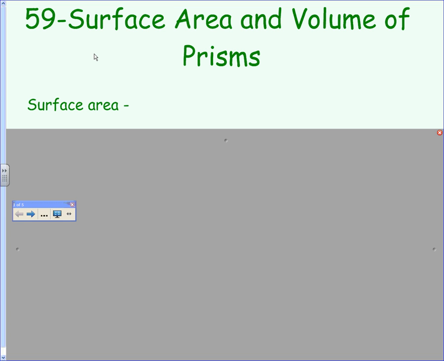So surface area for a solid is the total area of all the faces and curved surfaces. When you think about surface area, it doesn't have to be just the flat faces. If it's curved, it can still be part of the surface area. Like a sphere, it still has surface area even though it's completely rounded. Does that make sense?